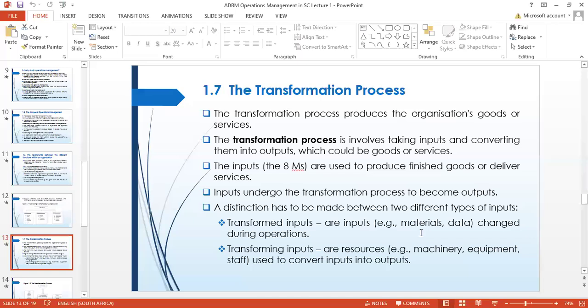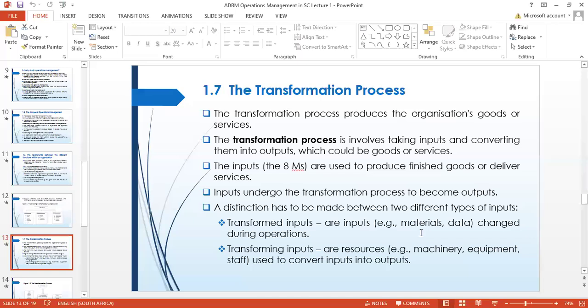When a table is being manufactured, we have wood that is needed. The wood combined with metal and so on, at the end, we come up with a table or a chair. And we have data also. Data is changed during the transformation process. Data is usually used under the services.